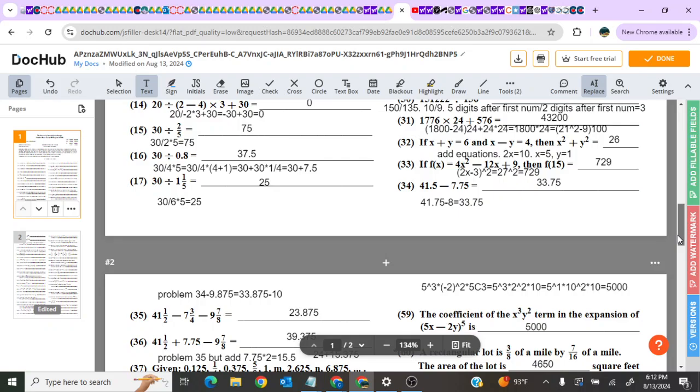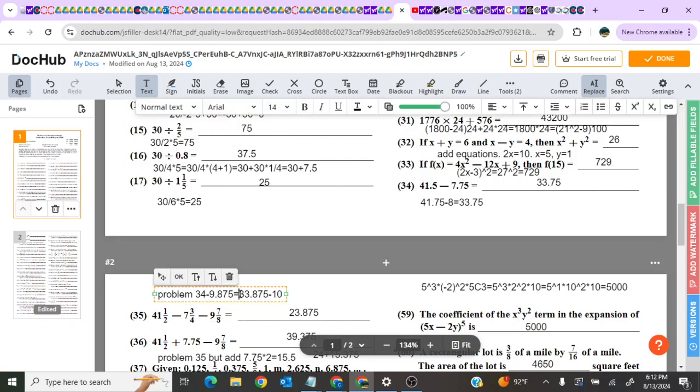And once you have that, go 35. 35 is from 34, but subtracting this 9 and 7/8. Well, we can do the same process as before. Add 1/8 to your original number. Add 1/8 to the number you're subtracting by. 33.875 minus 10 is 23.875.